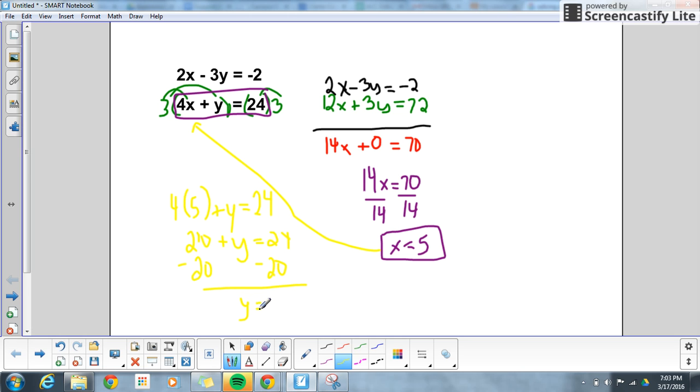So we're done. We have solved this system of equations by finding the x and the y value. Let's write our final answer as an ordered pair. We've got 5, 4.